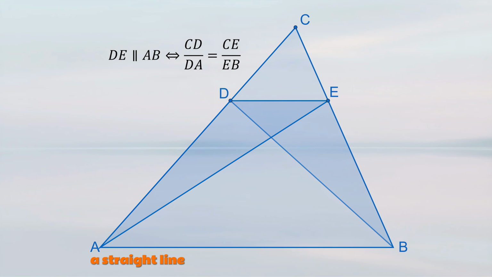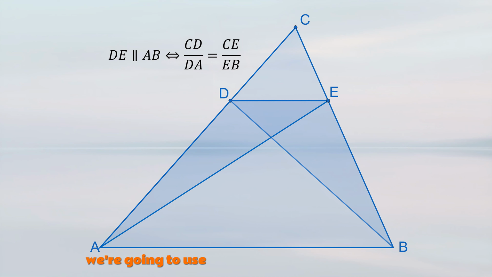A straight line parallel to one side of a triangle cuts the other two sides proportionally. Specifically, if DE intersects AC at D, BC at E, and is parallel to side AB of triangle ABC, then CD divided by DA equals CE divided by EB.